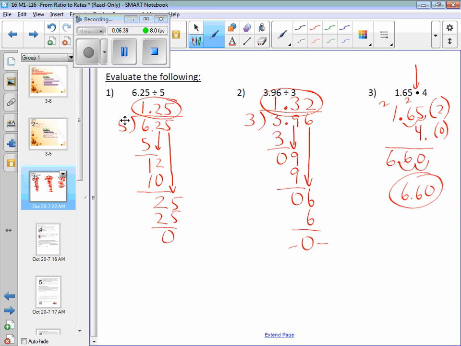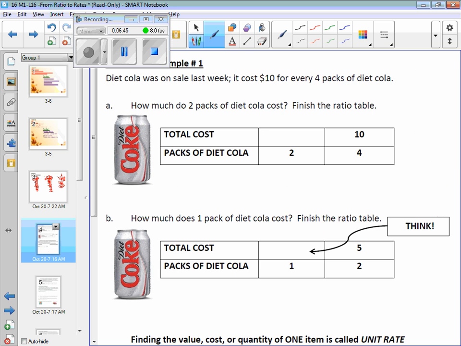Raise your hand if you got that right. Comfortable with that, right? Because you're going to need to do this in lesson 16. Okay, lesson 16.